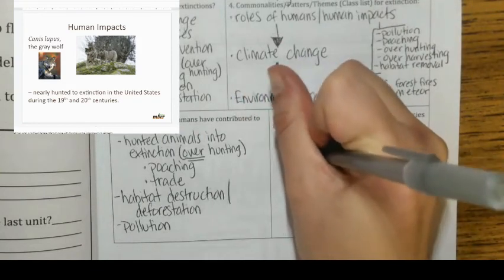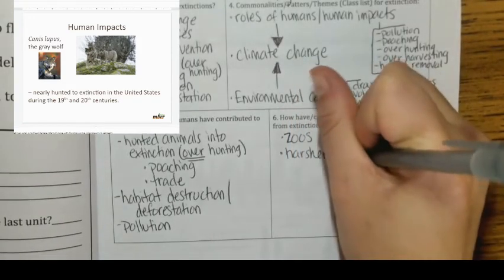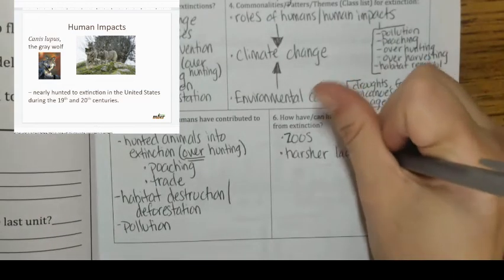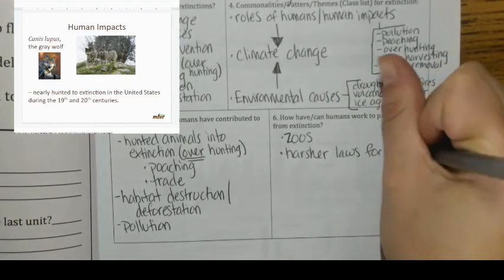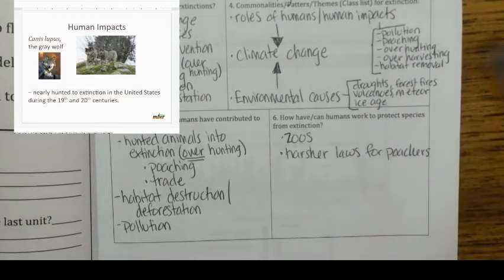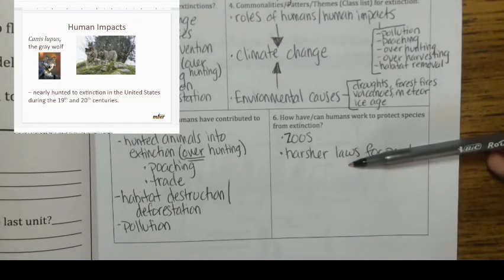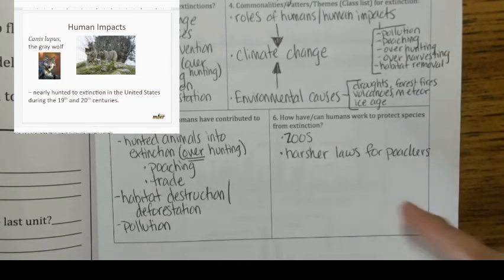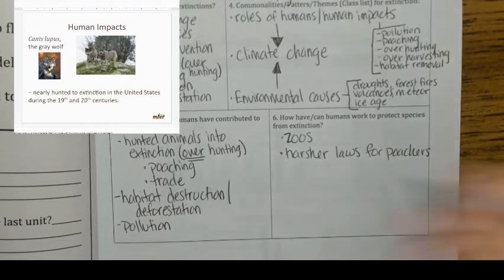Harsher laws for poachers. So making people want to poach less or go for big cat hunting, like going to shoot lions and stuff, make that less likely, because the harsher laws are going to make you not want to go out there and get caught.